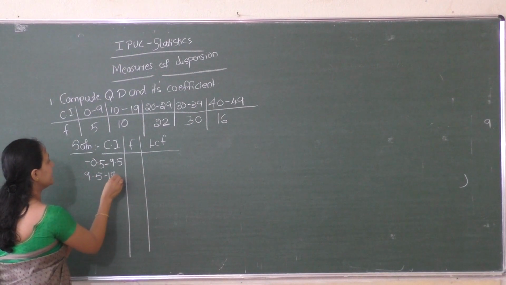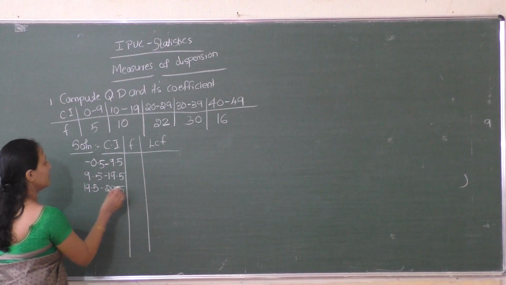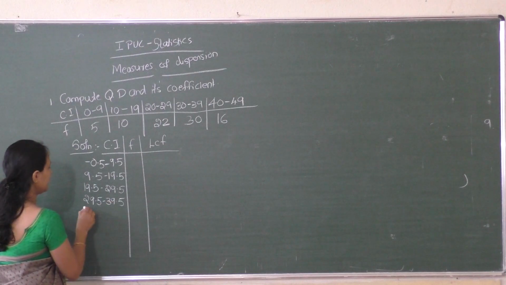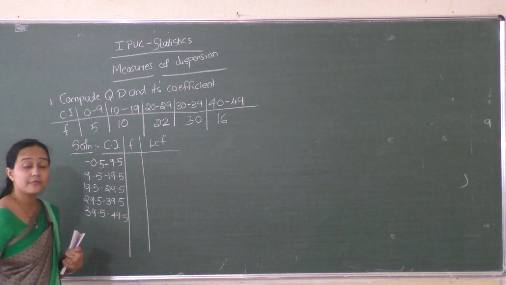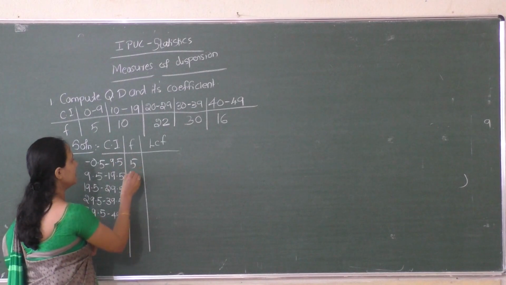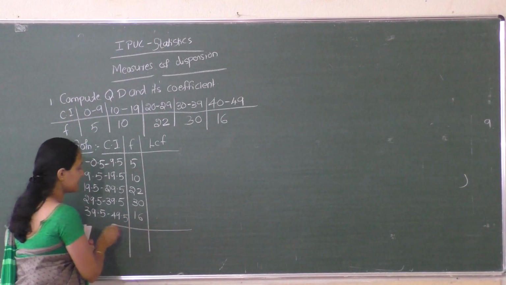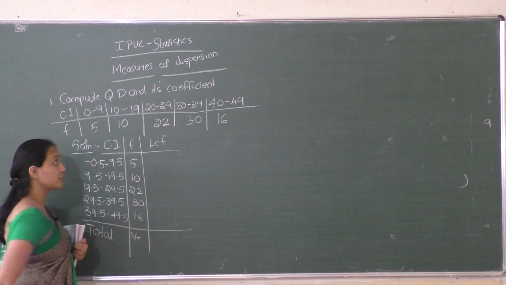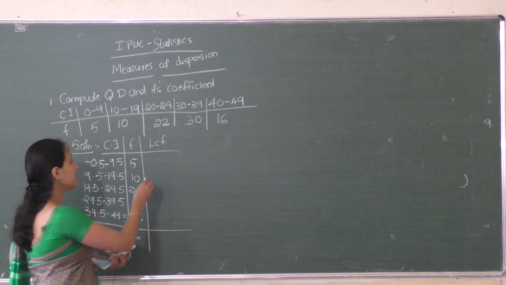So the classes are 9.5 to 19.5, 19.5 to 29.5, 29.5 to 39.5, and 39.5 to 49.5. There is no difference in the frequencies: 5, 10, 22, 30, 16. Next, the total, capital N, is required. Next, we have to find the less than cumulative frequency. The first less than cumulative frequency is 5.